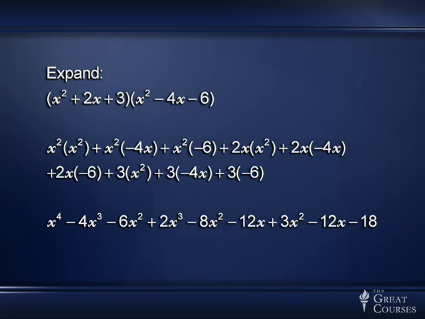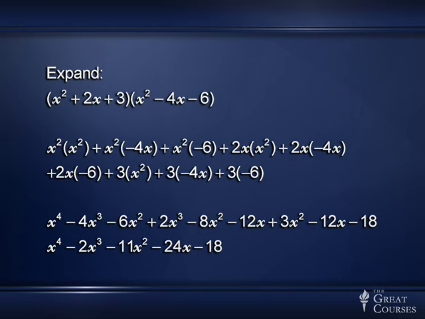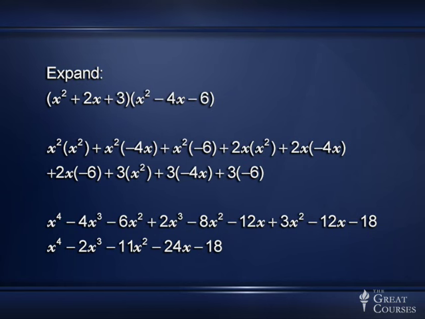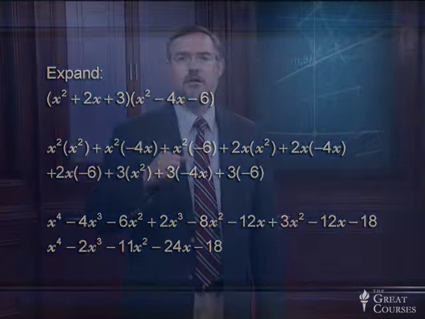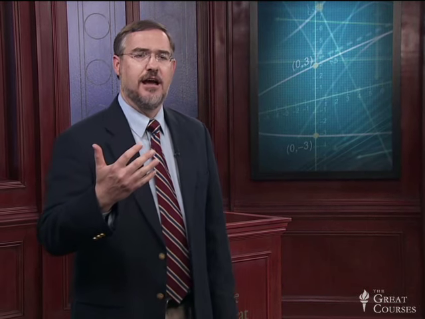And when I combine all the like terms, I get x to the 4th minus 2x cubed minus 11x squared minus 24x minus 18. All right, I'd like to move on now to another operation.